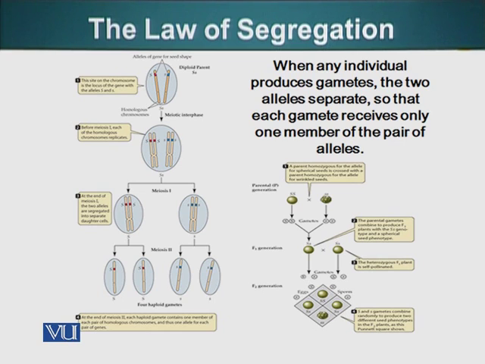But Mendel did not have this information available when he was doing his experiments. He was solely relying on the mathematical model and also the statistics he had accumulated. So Mendel's interpretation of this data was the law of segregation. When any individual produces gametes, the two alleles we have already defined separate, so each gamete receives only one member of the pair of the alleles.